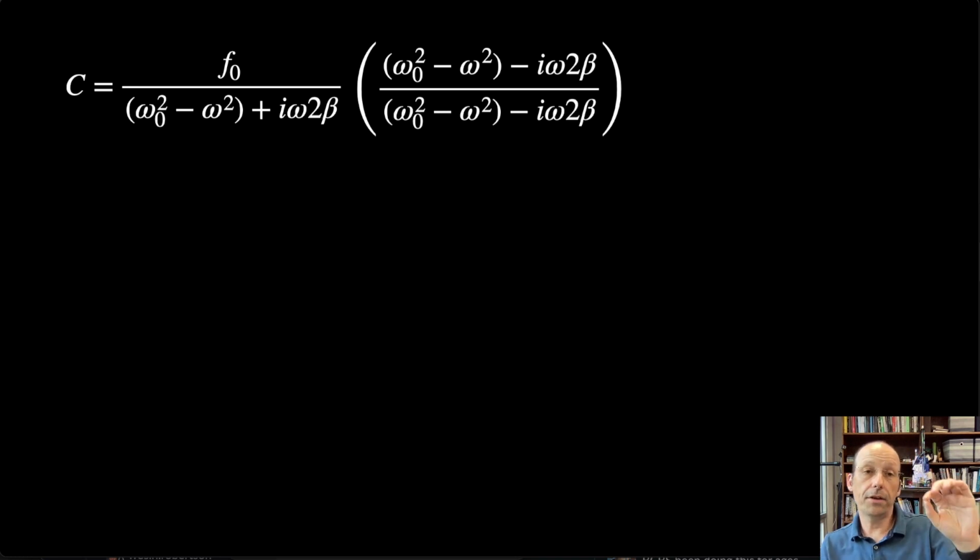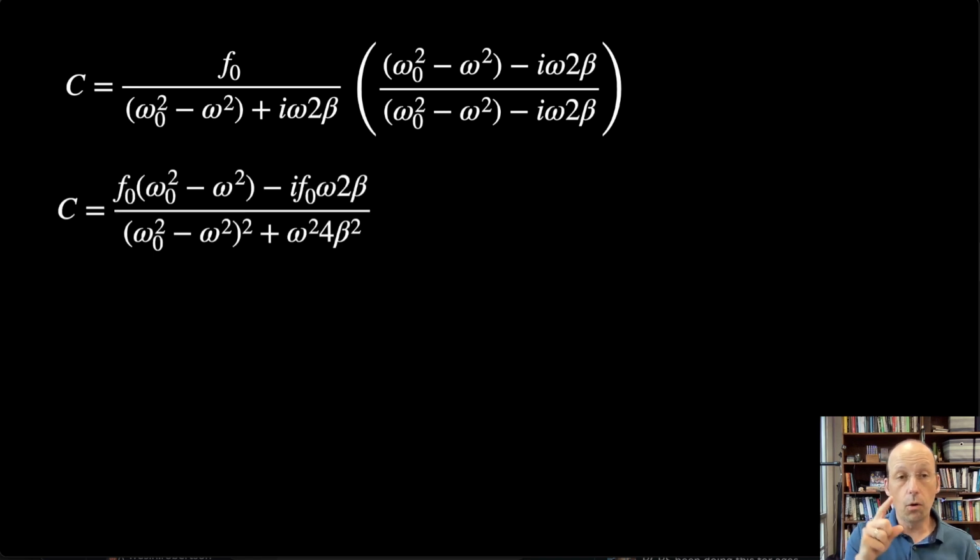So in replacing the i with the minus i, I get omega naught squared minus omega squared minus i omega 2 beta. And if I do that on the bottom, I just get omega naught squared minus omega squared, quantity squared. And then I get the omega 2 beta, all that squared, which is omega squared 4 beta squared. And then on the top, I have an imaginary number.